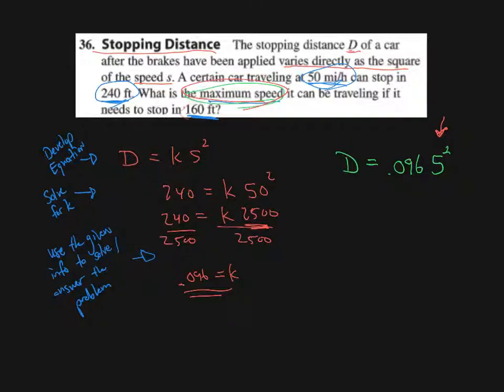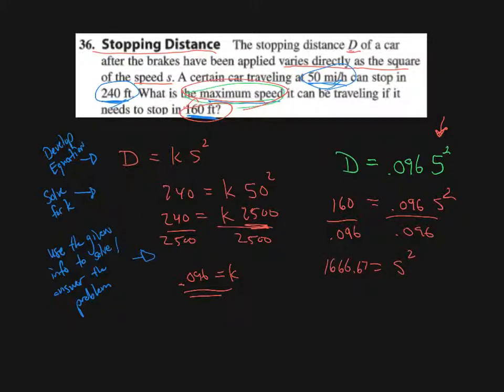So what do I know? I must know the distance. If we're required to stop in 160 feet, then 0.096 times S squared is going to get us there. Looks like we got a quadratic. I'm going to divide by 0.096 on both sides and solve for S by taking the square root.